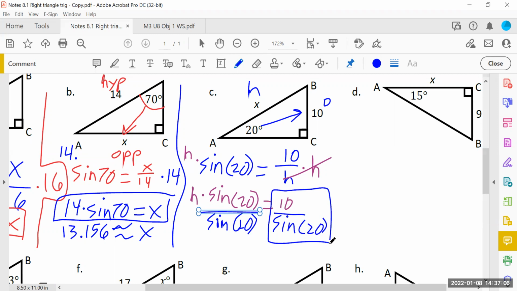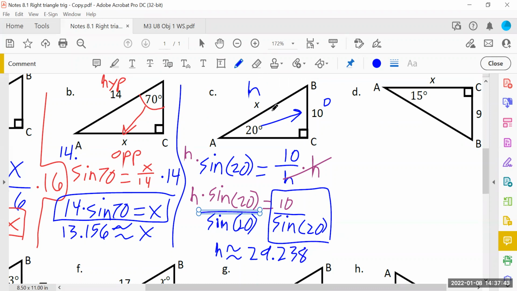And that's what I could put in the calculator, get an approximate answer. So if your calculator does it step by step, you'd put in the 20 first, then hit sine, get an answer, write that down, and then do 10 divided by that. So I'm getting about 29.238. So h is about 29.238.